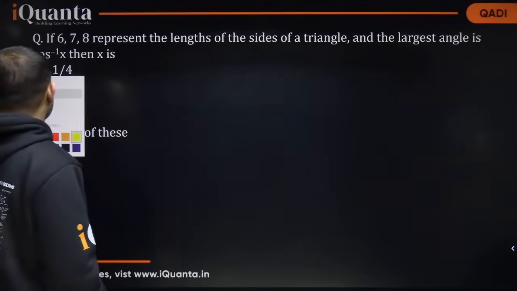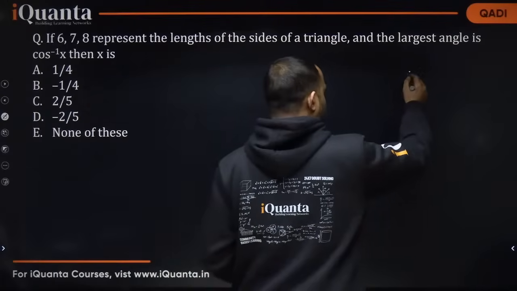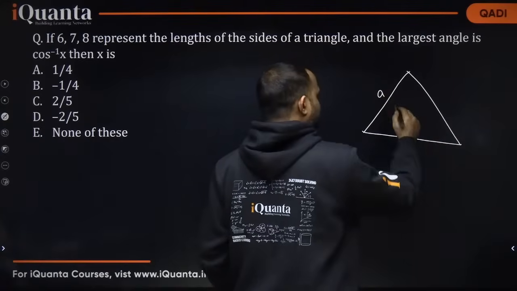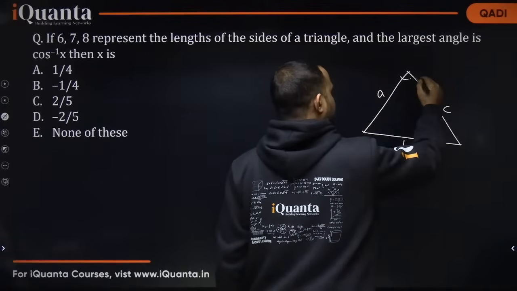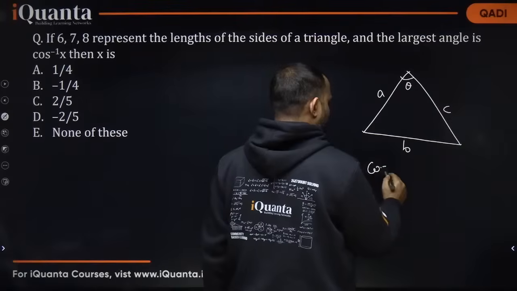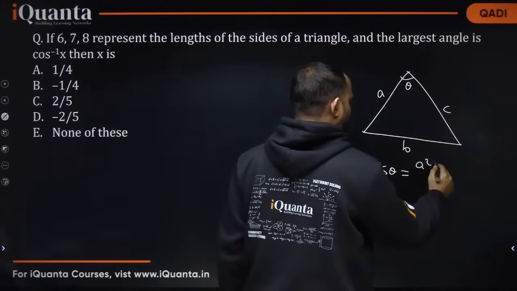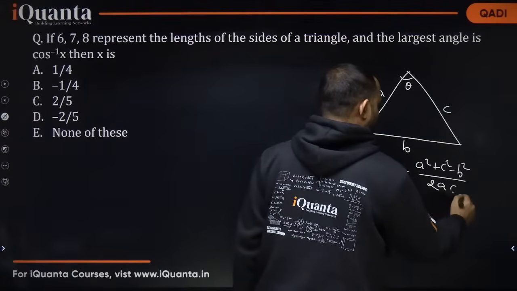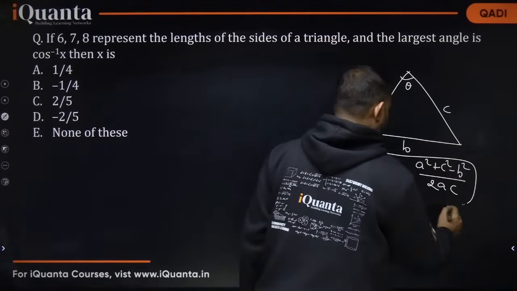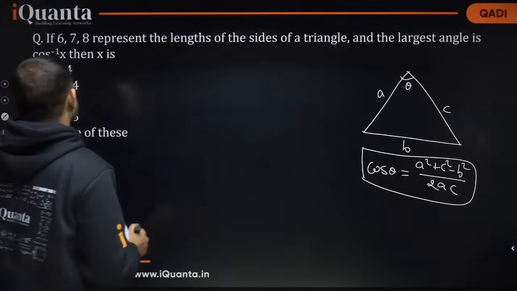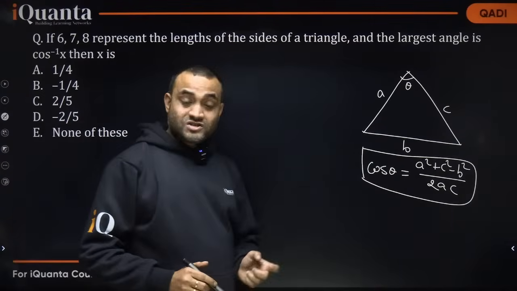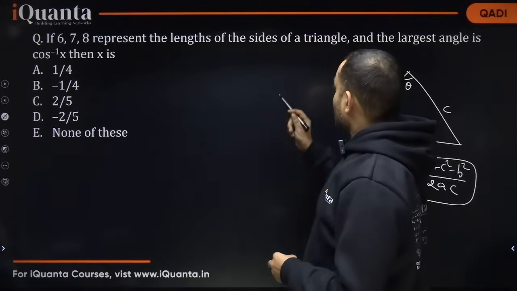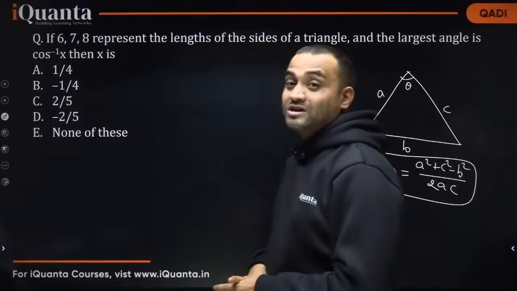Yes, this is a simple question if you know the cosine rule. In any triangle, if there are three sides A, B, C, and this angle is theta, what do we say? Cos theta is equal to A square plus C square minus B square upon 2AC. So here, if we have three sides 6, 7, 8, the largest angle will be against the largest side, which is 8, and the largest angle is cos inverse x.